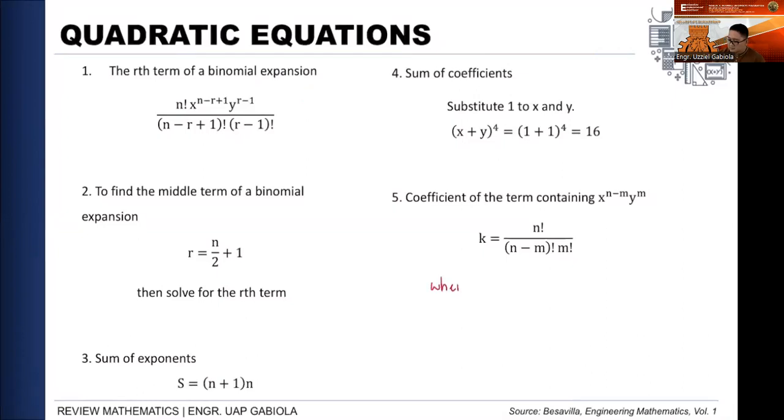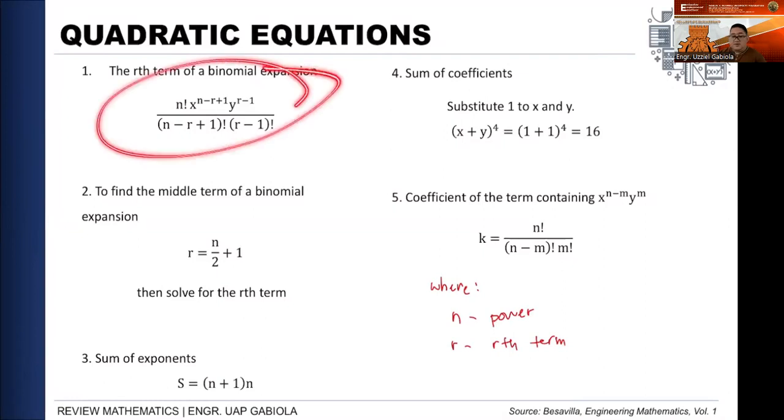So, where n is our power, r is the rth term, or the term we are looking for. And then, what else can we notice? So, those are the two. This is its formula. So, this will be useful later.